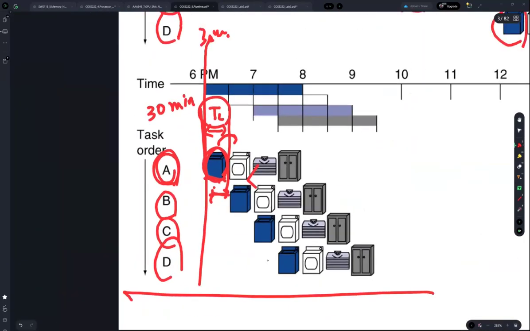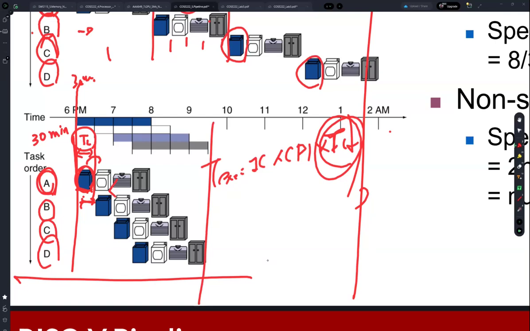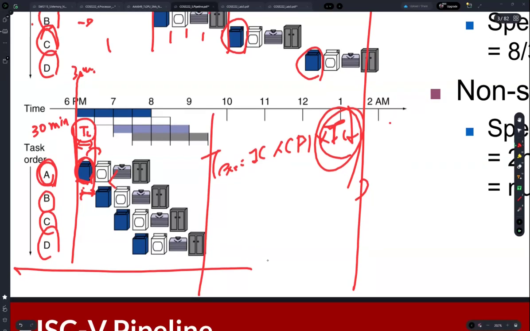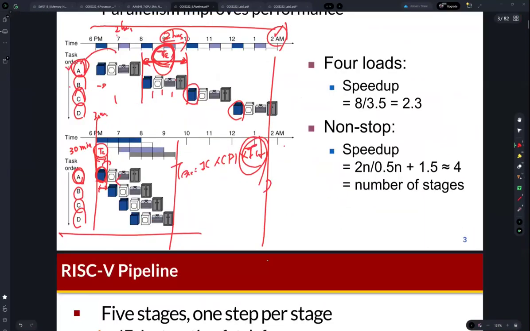So think about the performance equation. The T, instruction count, CPI, and then TC. So we can reduce the TC part using pipelining design. Okay. And through this analogy, we can also understand that pipelining is a better design, right? We can reduce the total execution time.